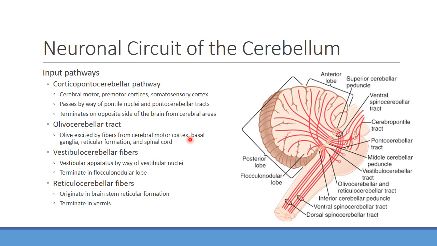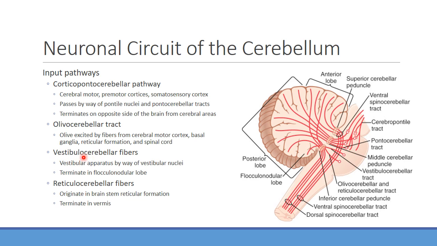Also, you're going to get information from the basal ganglia, which we'll talk about in just a few minutes, the reticular formation, and the spinal cord. So a lot of information gets all fed through the medulla. We know that the brainstem is responsible for acting as a way station for all of these signals, and so you can see where this can feed into the cerebellum.